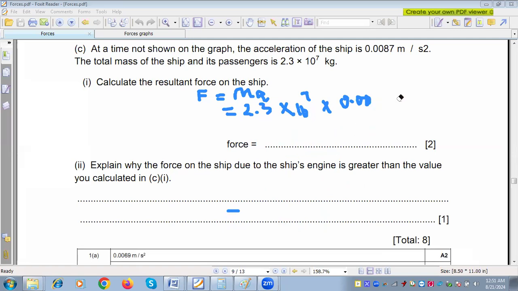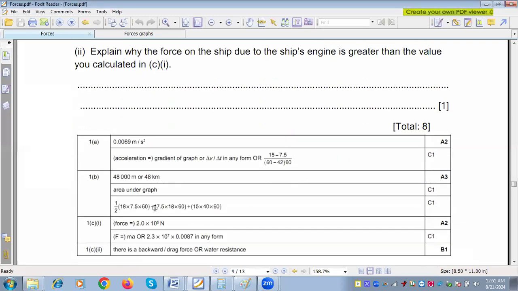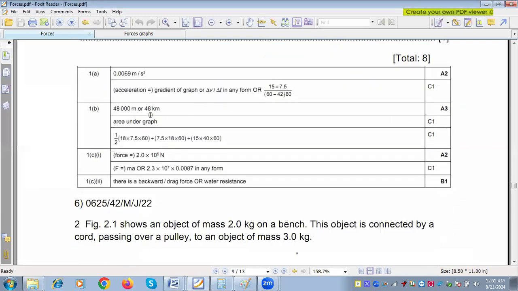So you must have noticed that we are making use of equations of motion as well as Newton's second law. You can check. So this answer, 2 into 10 to the power 5 Newton, that is the force, and the backward force is there. So it means to maintain the constant acceleration, the engine has to provide greater force whatever is needed.